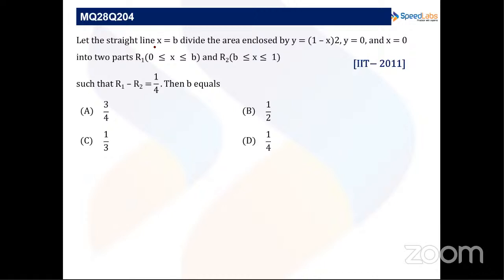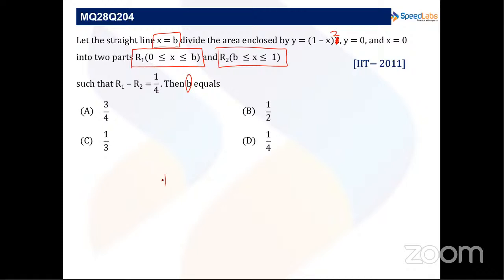Let the straight line y equals b divide the area enclosed by y equals (1 minus x) whole square, y equals 0 and x equals 0 into two parts. The first part R1 is from 0 to b and the second part R2 is from b to 1. It is given that the area R1 minus R2 is equal to 1/4. Then we need to find the value of b.